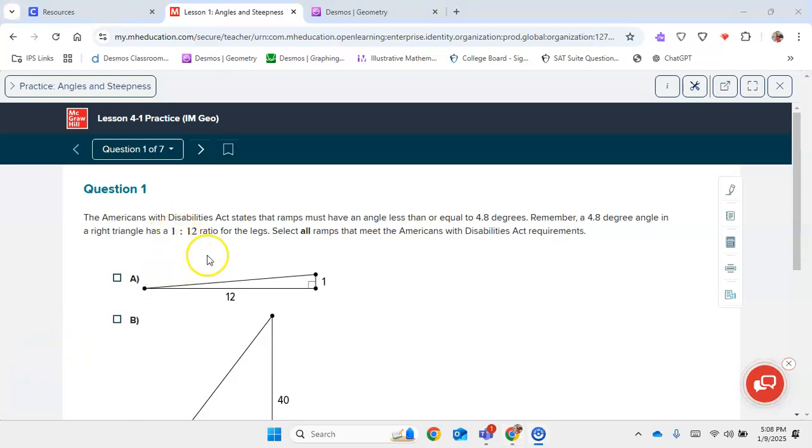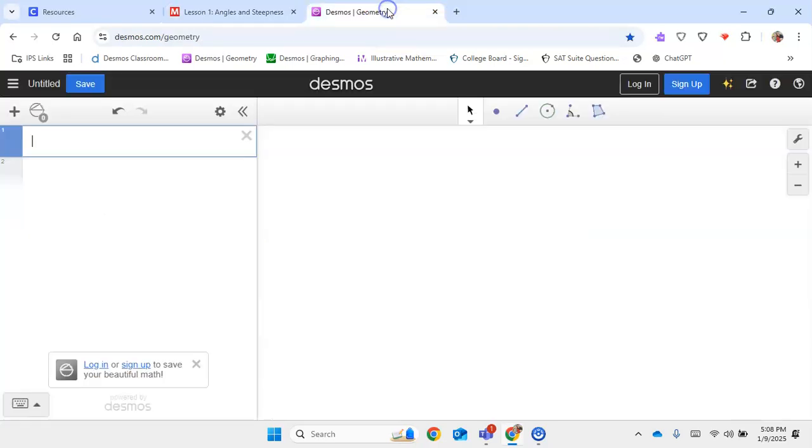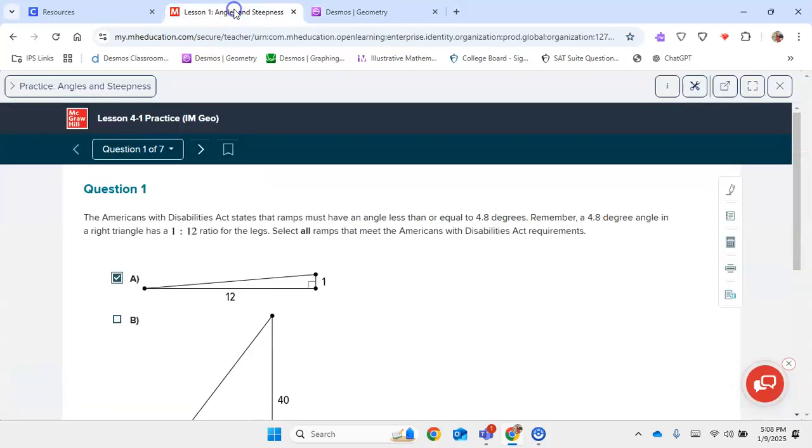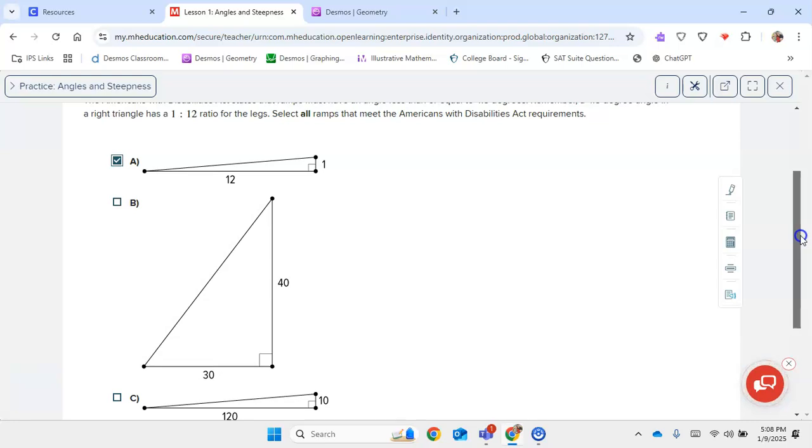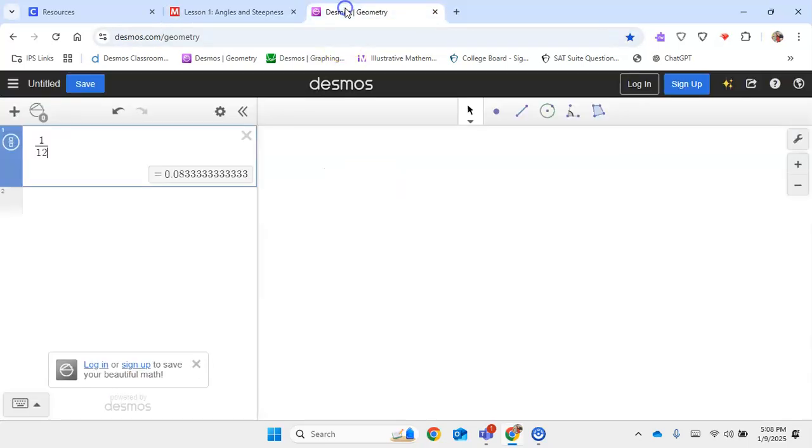Choice A definitely has a 1:12 ratio, so it is 4.8 degrees. And then 1 divided by 12, as you can see, is 0.083 repeating. So anything less than that would work. The second one is 40 divided by 30. That number is greater than 1. That definitely would not work.